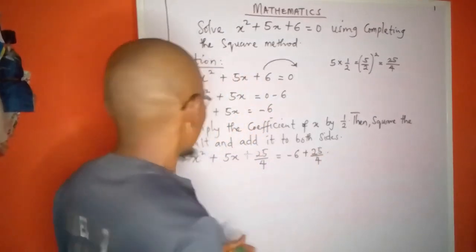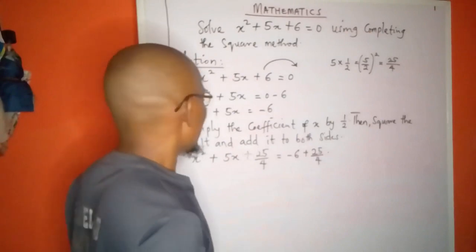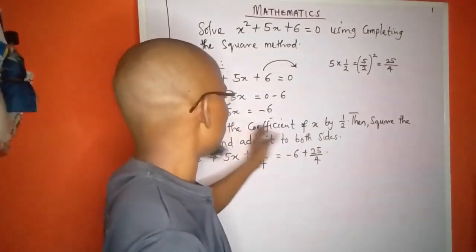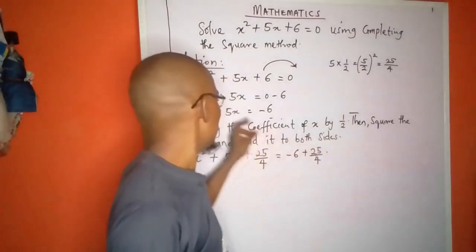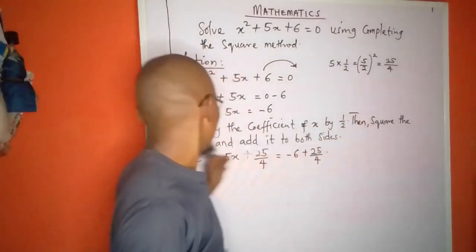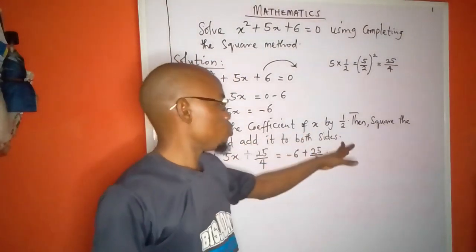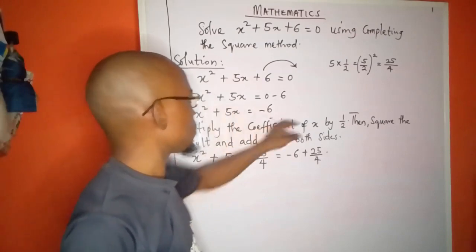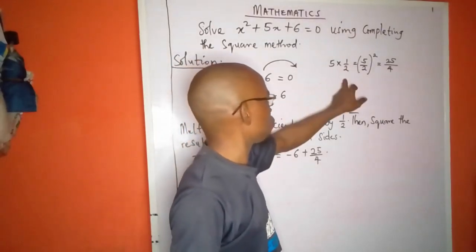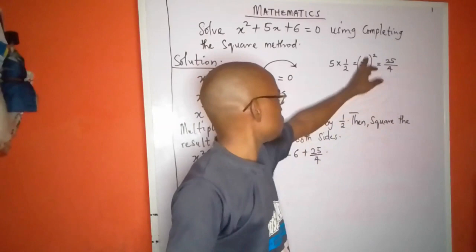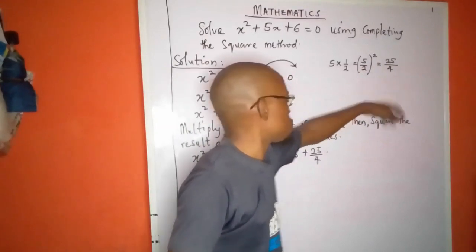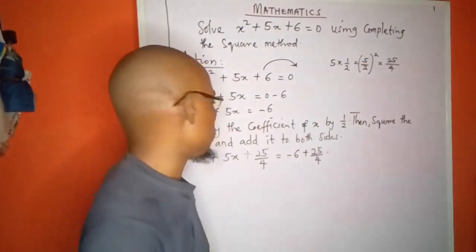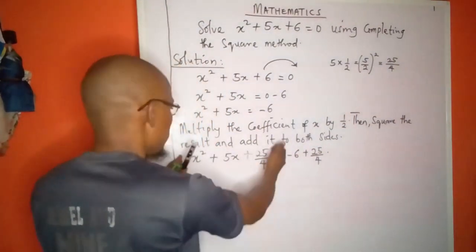So this is what we arrive at after following this step. After multiplying the coefficient of x by half, and then squaring the result and adding it to both sides, this is what we have. The coefficient is 5, multiply it by half, by 1 over 2. Squaring it, we have 25 over 4. Then we add it to both sides of the equation. So now we're having this.